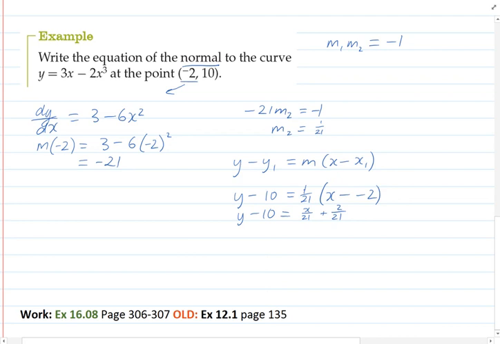Now usually when we're writing our equations we don't like to have fractions, so I'm going to times through by 21, and that will give us 21y minus 210 equals x plus 2, and we'll get everything onto one side again, and so that will give us x minus 21y plus 212 equals 0, and that's our final answer.